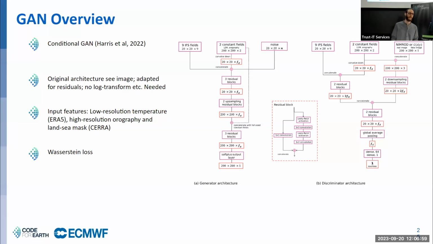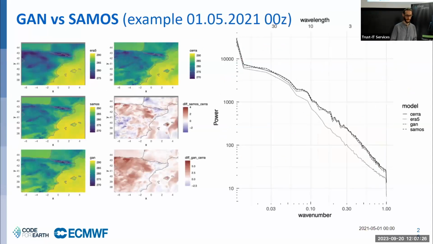The second part is that we had to adapt it for the residuals. Because our input, again, is only the standardized anomalies, no absolute values. And second, we have the same as before, only the low resolution temperature as input feature, with high resolution orography and the land sea mask. And last but not least, we use the Wasserstein loss for training and optimizing the GANs.